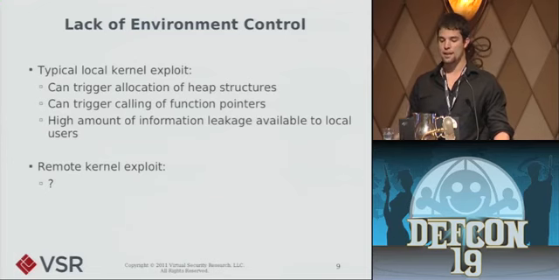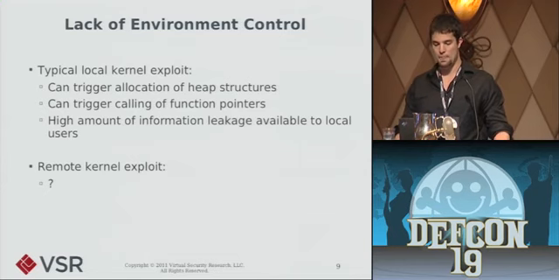For example, it's very easy to trigger the allocation of data structures on the kernel heap. You can open files or sockets or create shared memory segments. And all of these resources have structures on the kernel heap. And you can trigger these allocations in such a way as to massage the heap into a state that's conducive to exploitation. Likewise, you can trigger the calling of function pointers in the kernel by performing operations on these structures that you've allocated.